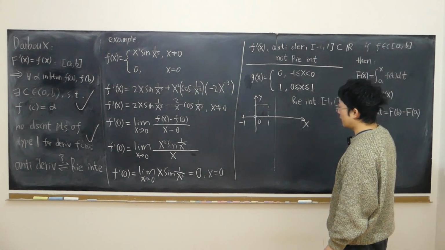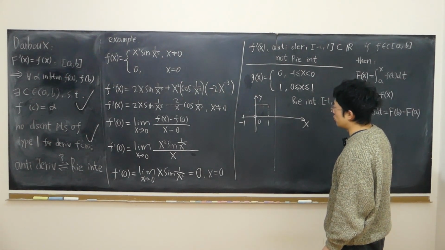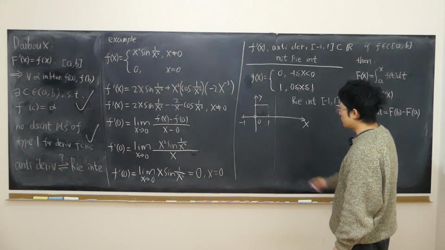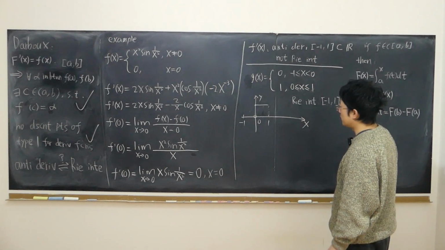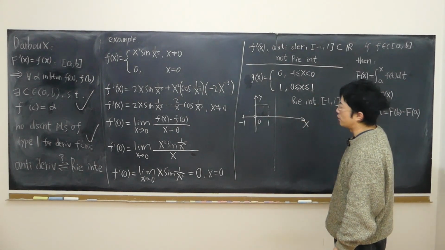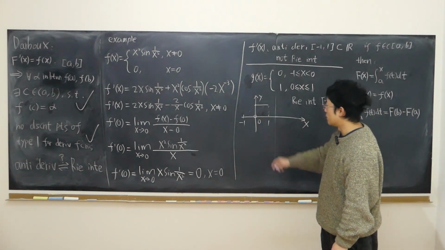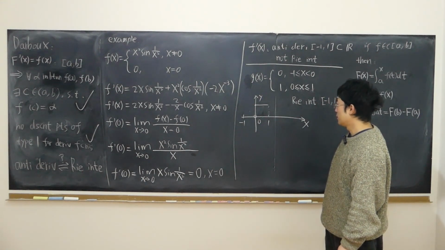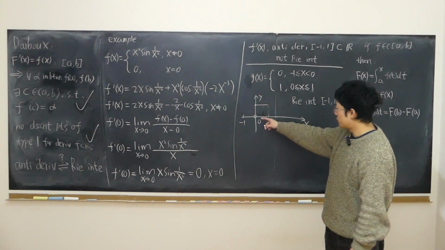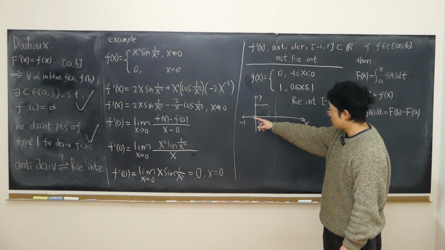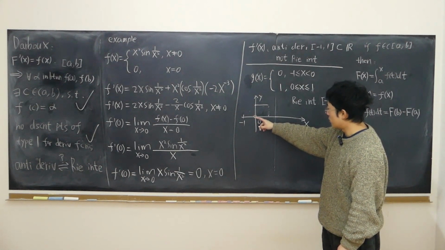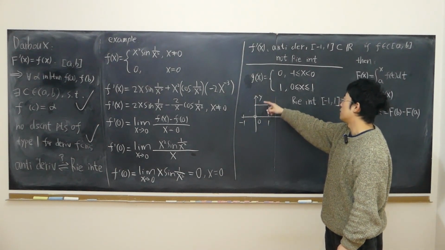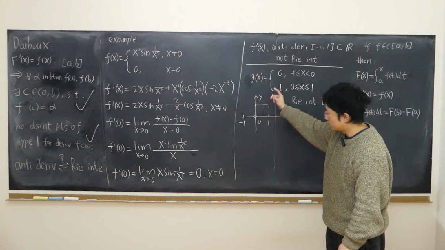Then the set of discontinuous points is a zero-measure set. So that's why it's Riemann integrable. The only discontinuous point is at 0, which is a jumping discontinuous point. It jumps from the left-hand side limit, that is 0, all the way up to 1, which is the right-hand side limit. There is a sudden jump, leap.